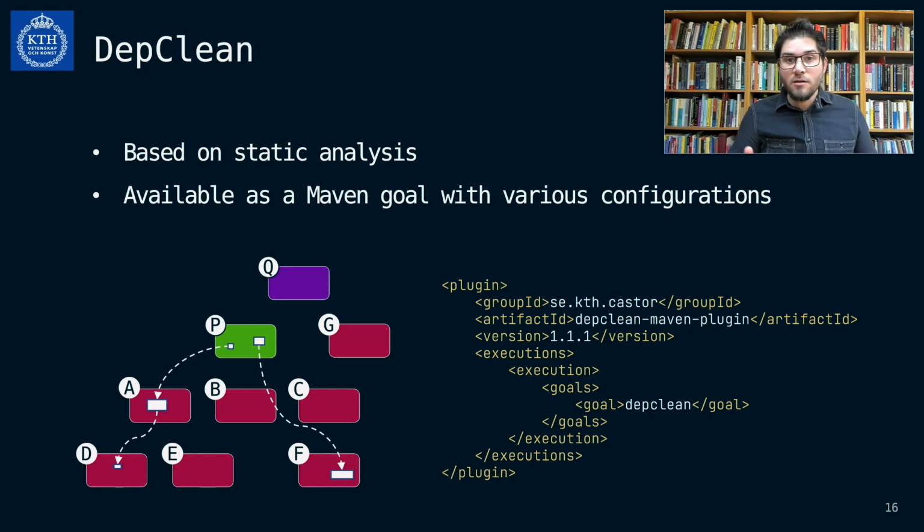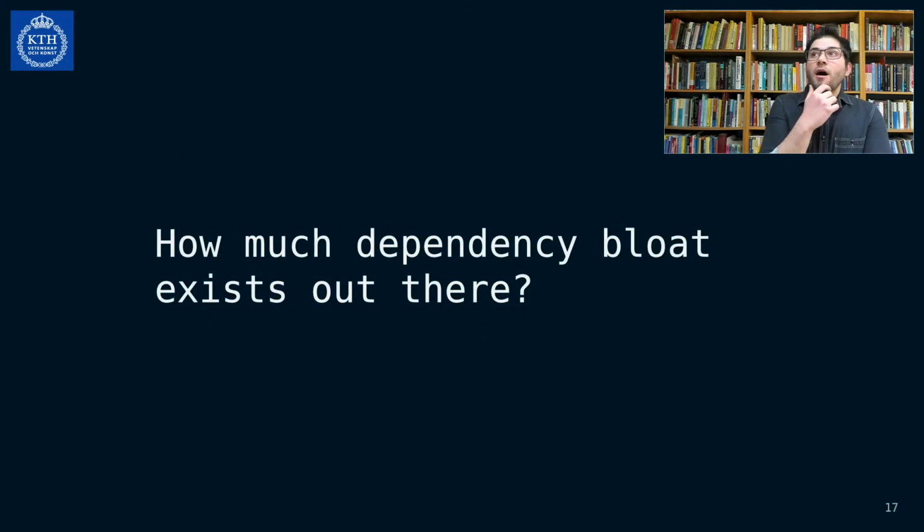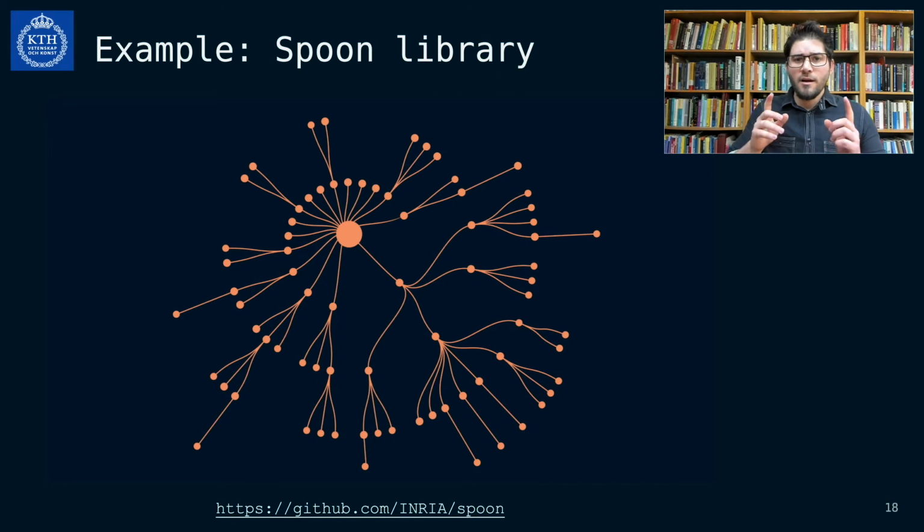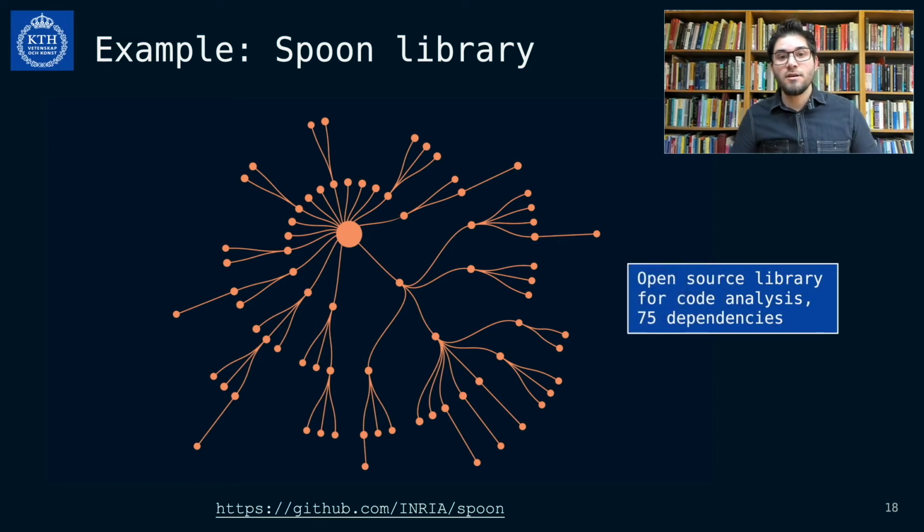Having DepClean in our toolset, one question arises immediately. How much dependency bloat exists out there in the wild, in the entire Maven ecosystem? Let's see a real example just to put this question in a proper context. This is the dependency tree of Spoon, a library for metaprogramming and source code analysis. It contains a total of 75 dependencies. As we can observe, there are both direct and transitive dependencies.